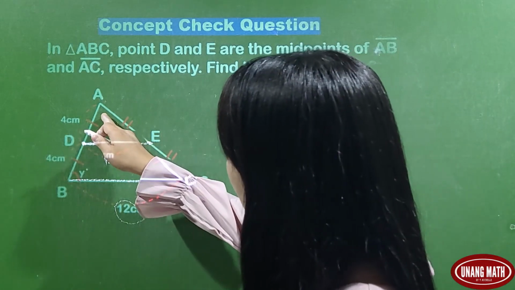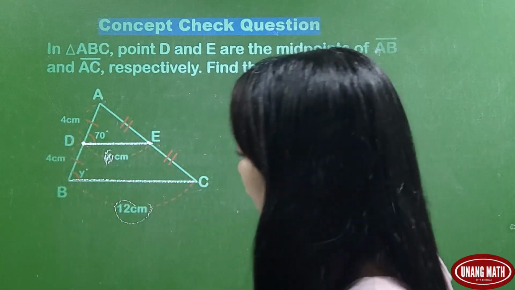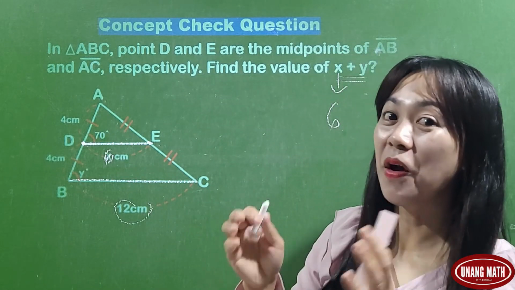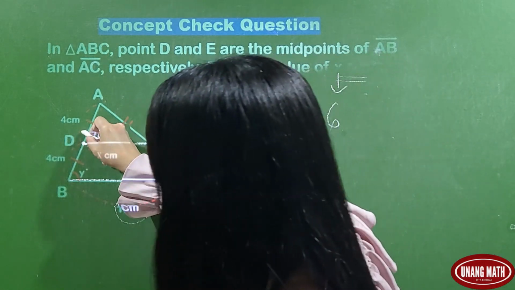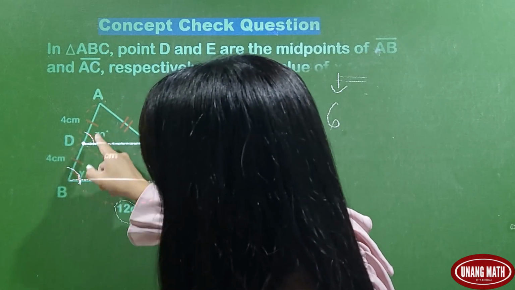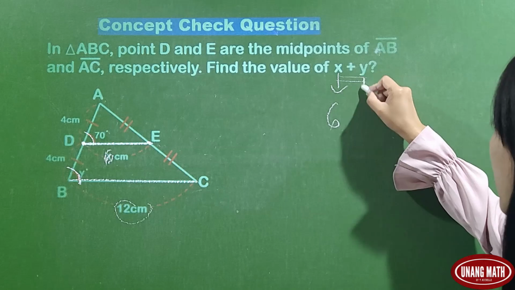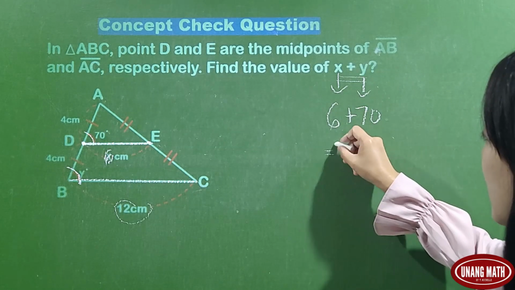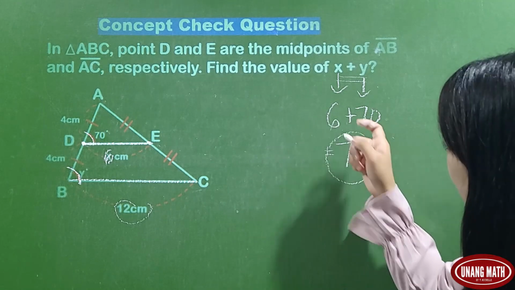Okay, now when we draw this mid-segment, we now have two triangles, and these triangles are similar figures. So the corresponding angles are equal in measure. This angle corresponds to this angle. If this is 70, then this is also 70 degrees. So y is 70. So 6 plus 70 is now equal to 76.